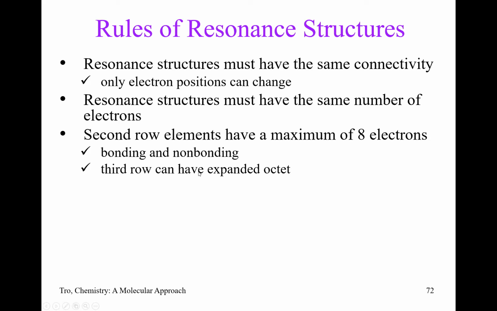The reason the third row can do it is because those d orbitals now, as you move further away, right, the orbitals get closer and closer together by the 1 over n squared, and the d orbitals, the 3d ones, are close enough in energy to use to do bonding. We won't do much expanded octet, maybe 1 or 2 problems or something.